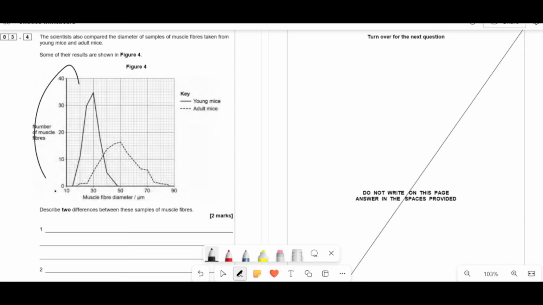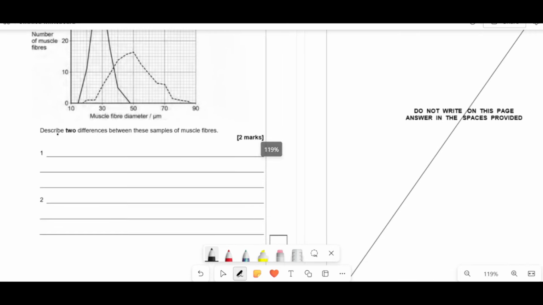So number of muscle fibers is on the y-axis, the muscle fiber diameter is on the x. And we can see that the young mice tend to have smaller muscle fiber diameters and more muscle fibers, whereas the older ones, the adult ones, tend to have bigger diameters, but the numbers are a lot less. And as well as that, there seems to be a wider spread of results here versus here. So there's a bigger range of diameters that these older ones can have than the younger ones. So already I've done the task, haven't I, really?